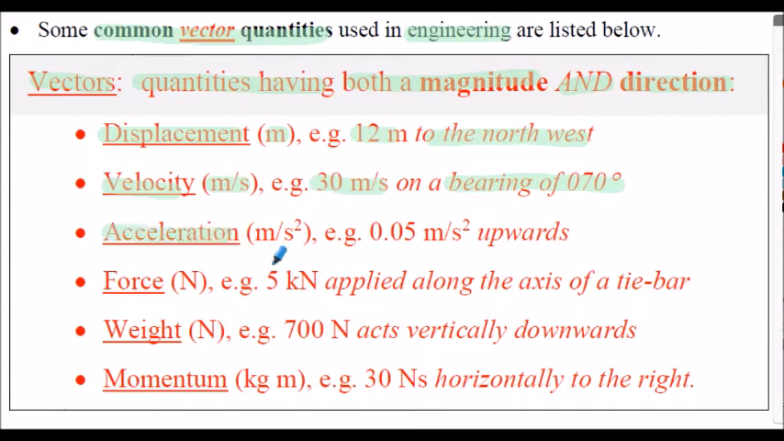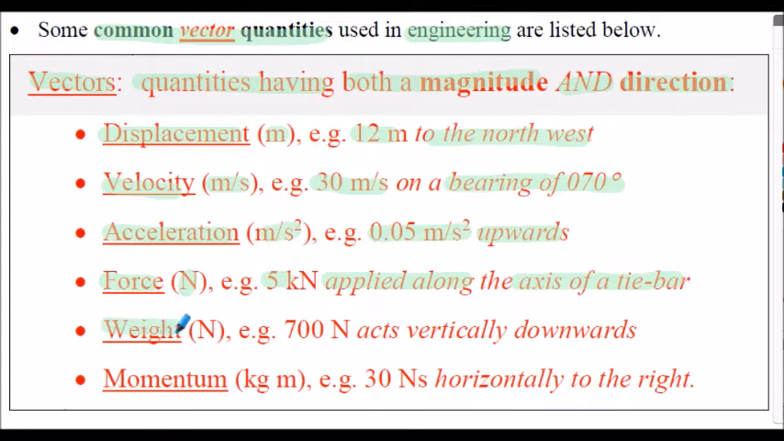Acceleration, unit of meters per second squared in the SI system. So an acceleration of 0.05 meters per second squared upwards. A magnitude 0.05 meters per second squared and the direction is upwards. So forces measured in newtons in the SI system. So for example, a force of 5 kilonewtons applied along the axis of a tie bar. Again, the magnitude is the 5 kilonewtons. The direction in the context of the question would be along the axis of the tie bar.